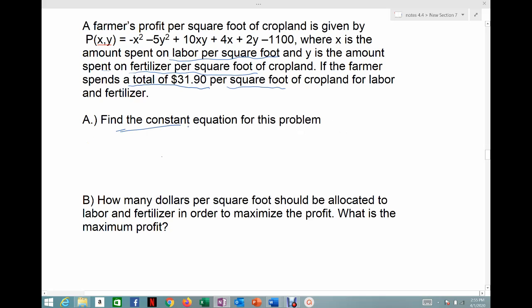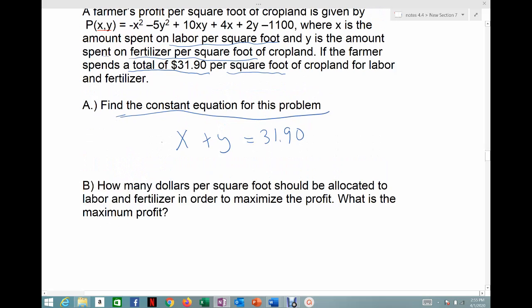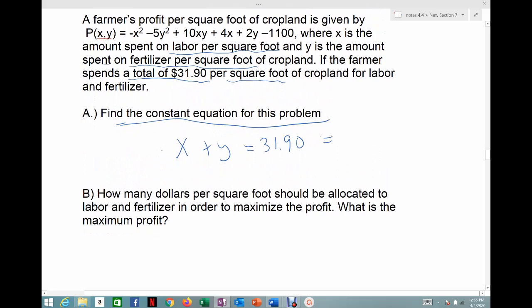For these applications, we do have to find the constraint equations, but they're usually fairly straightforward and always linear. The constraint equation is what's limiting us. We have $31.90 to spend on labor and fertilizer, so the constraint equation is labor plus fertilizer. The amount spent on each of those has to total exactly $31.90. We usually set that equal to 0 because that's the part that we use. This is our limiting factor, so move it to the other side: x plus y minus 31.90, set equal to 0, because that's the expression I use in my Lagrange equation. Now we're going to find the optimum profit within our constraint.